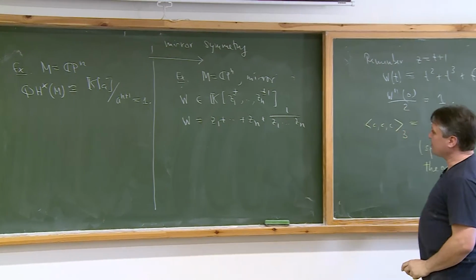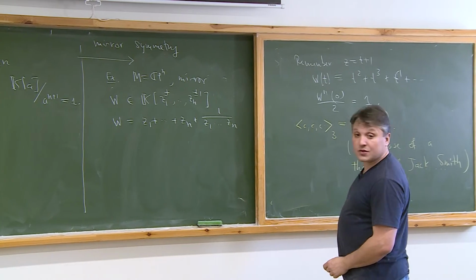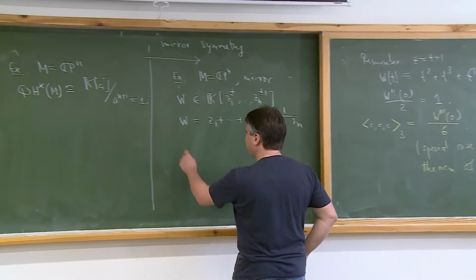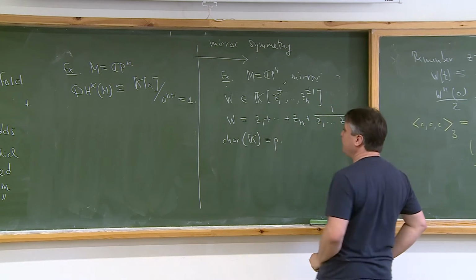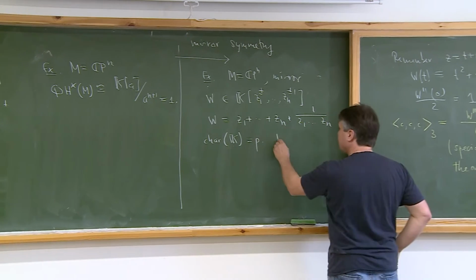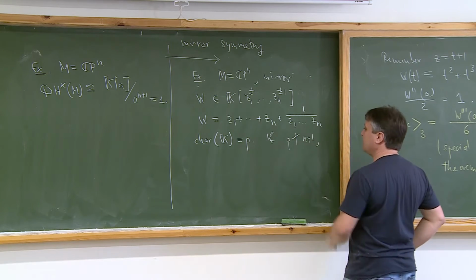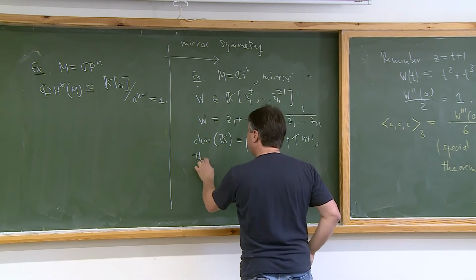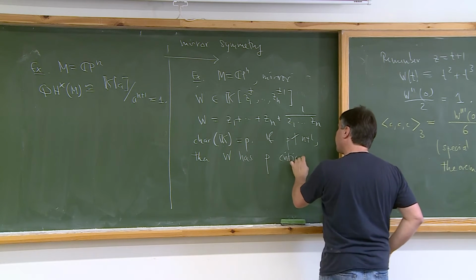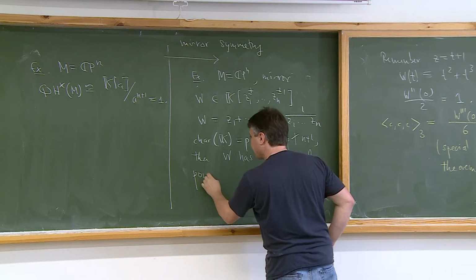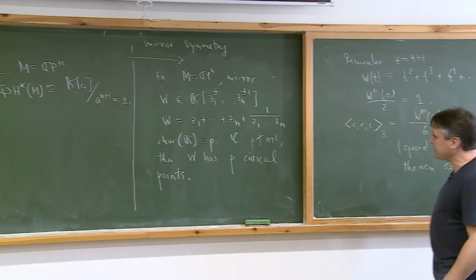Okay, which is a generalization of what we saw before. So if you have the characteristic k equals p, and p does not divide n plus 1, then W has p critical points, which are distinct critical points. They actually have non-degenerate Hessians.